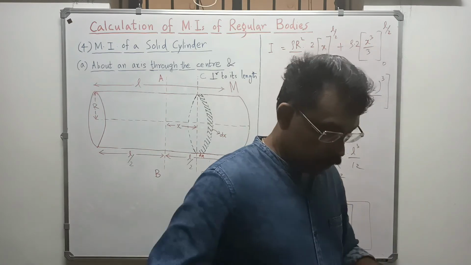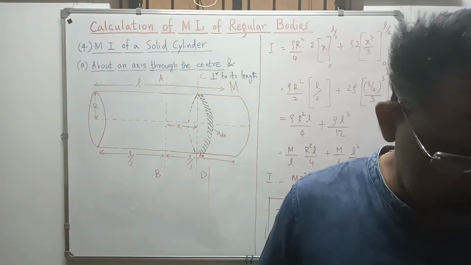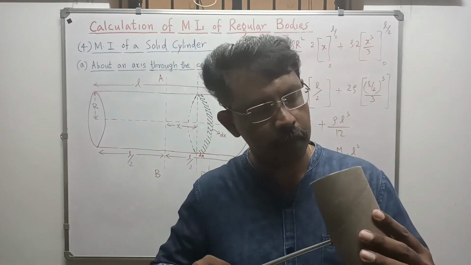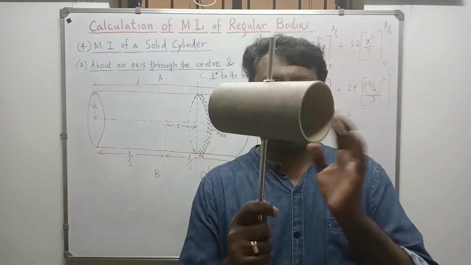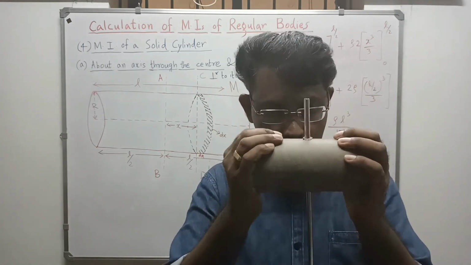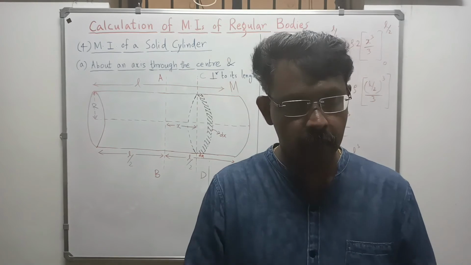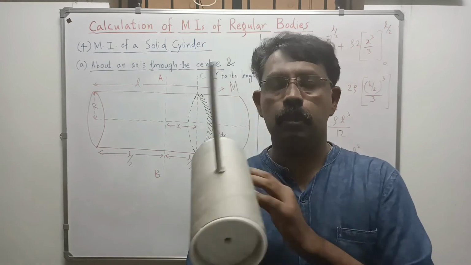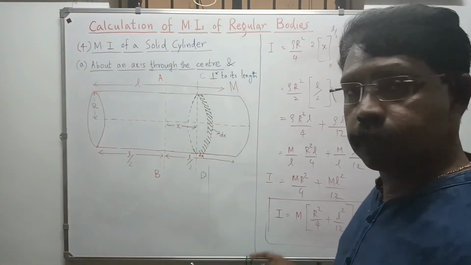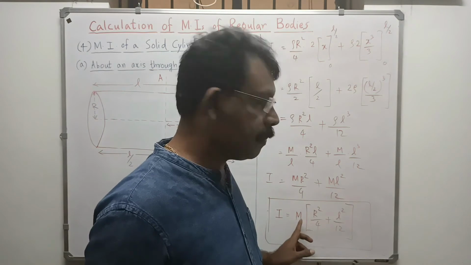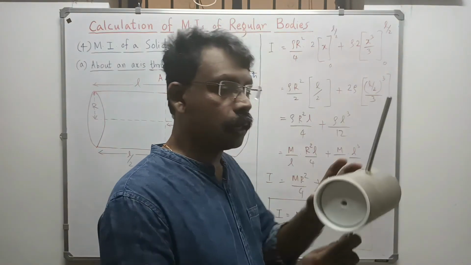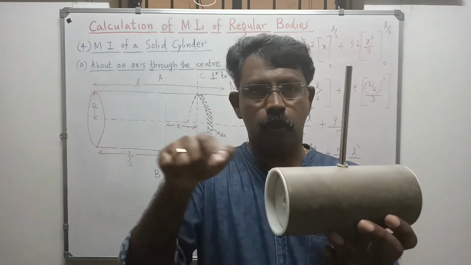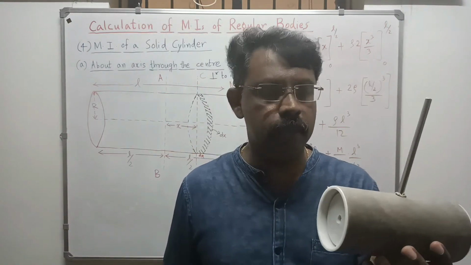So this is the moment of inertia of a solid cylinder about an axis passing through the center perpendicular to its length. So I have a solid cylinder. The moment of inertia of this solid cylinder about this axis is given by m into r squared by 4 plus L squared by 12, where m is the mass of the solid cylinder, r is the radius of the solid cylinder, and L is the length of the solid cylinder. So this is what we are going to get.